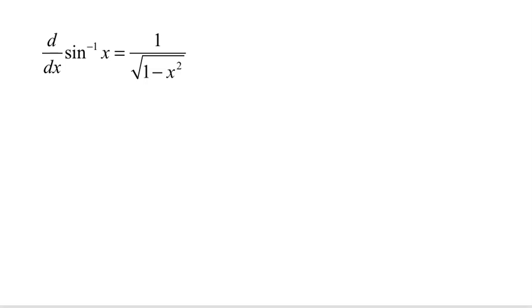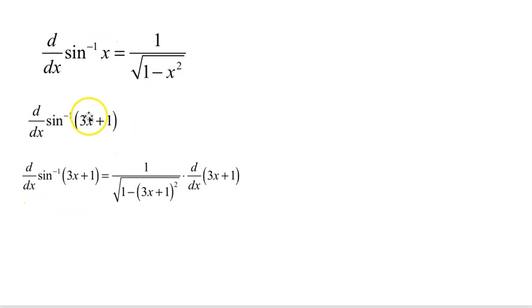Now let's go ahead and use that with a problem. Let's take a look at the derivative with respect to x of the inverse sine of 3x plus 1. So where I have an x here, I'll replace that with 3x plus 1. Where I have an x here, I'll replace that with 3x plus 1. But don't forget the chain rule. The derivative of the inverse sine of something is 1 over the square root of 1 minus something squared, times the derivative of the something.